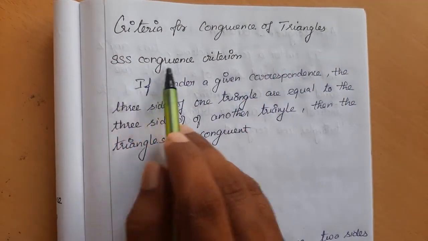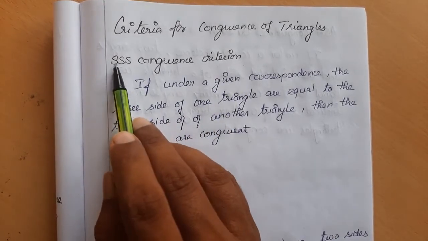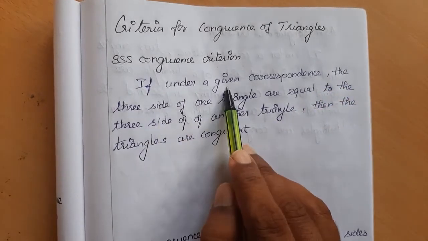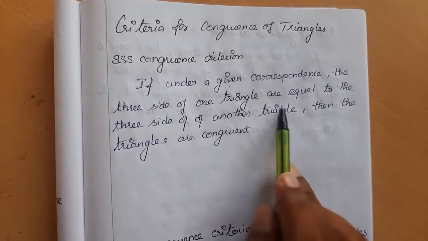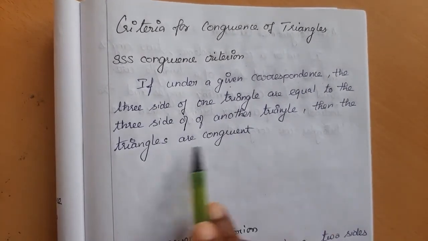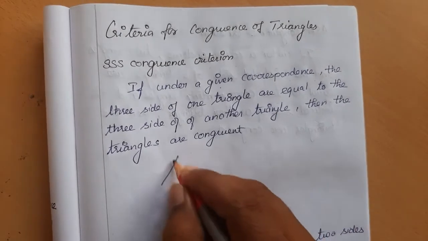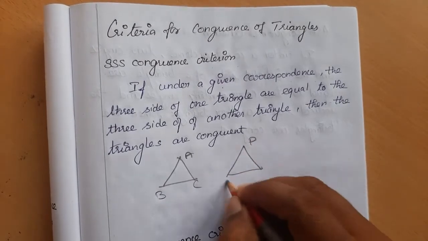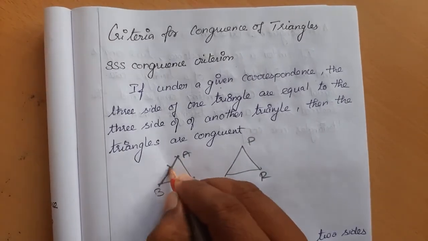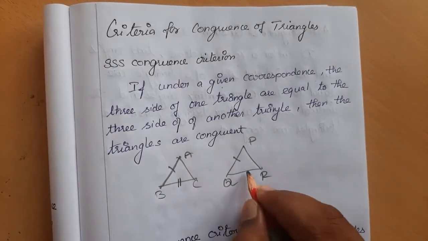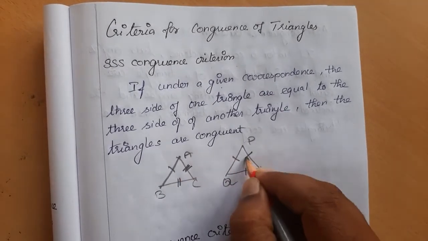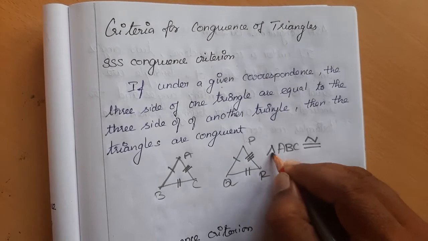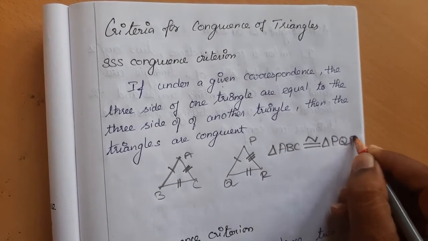The first is the SSS congruency criterion. SSS means 3 sides. If you prove the 3 sides are equal, then surely it is congruent. If under a given correspondence, the 3 sides of one triangle are equal to the 3 sides of another triangle, then the triangles are congruent. Example, I am just drawing triangles ABC and PQR. If AB is equal to PQ, BC is equal to QR and AC is equal to PR, then we can say that triangle ABC is congruent to triangle PQR.